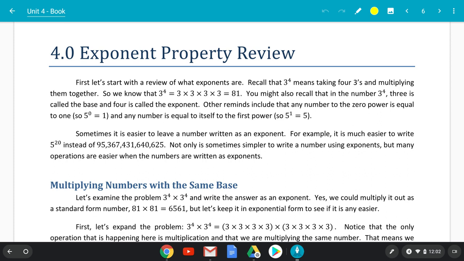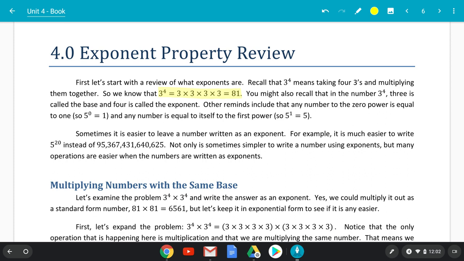Recall that 3 to the 4th means taking 3's and multiplying them together. So we know that 3 to the 4th equals 3 times 3 times 3 times 3 equals 81. I think that's important. Let's highlight that right there. A lot of times we forget that the exponent just means we're multiplying that number times itself that many times. You might also recall that in 3 to the 4th, 3 is called the base and 4 is called the exponent.